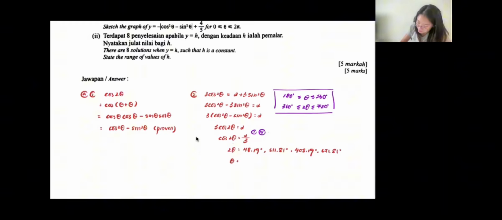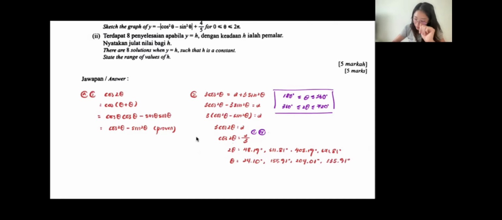Then you need theta. Everything divide by 2. The first one, 24 point 10. You can just round up. 311.81 divided by 2, 155.91. Next one, 204.01. Then the last one, divide by 2, 335.91. So four answers in total over here.